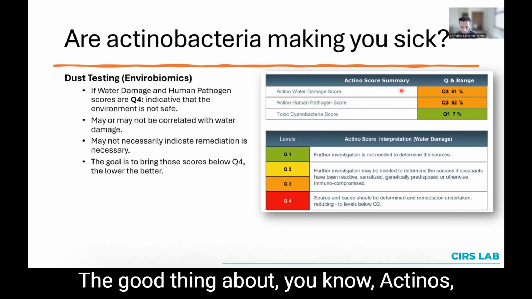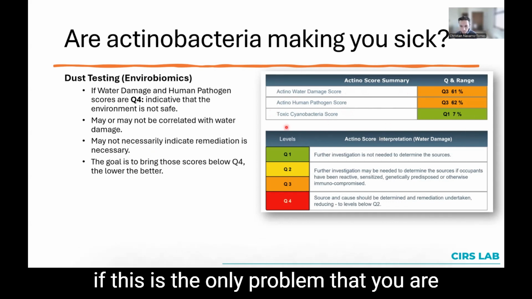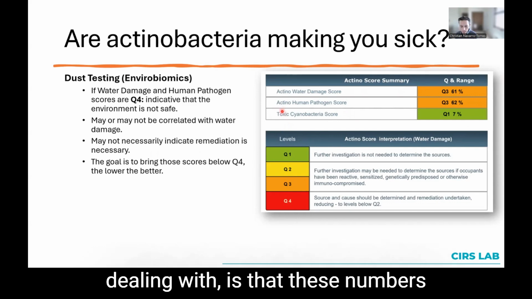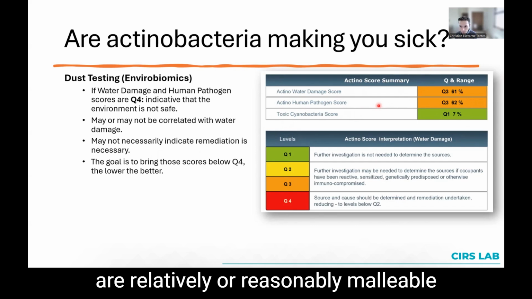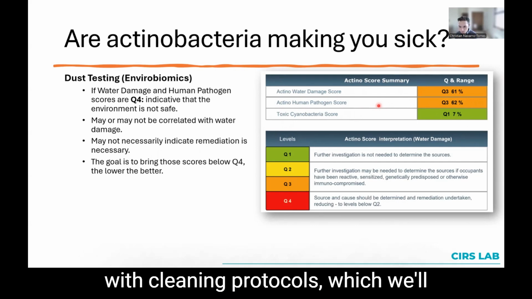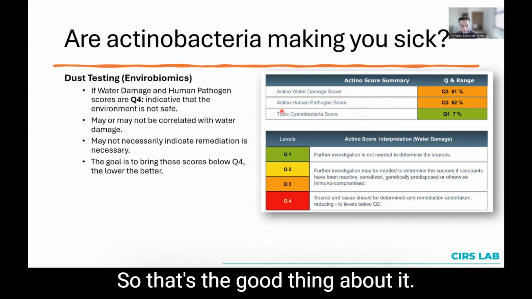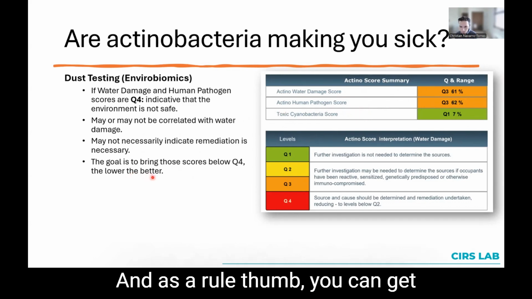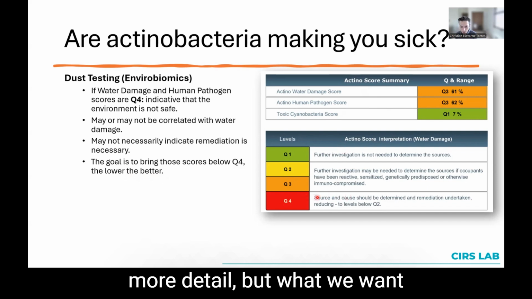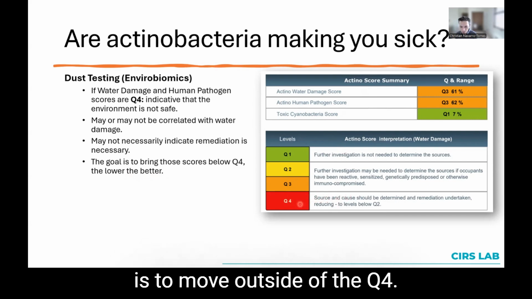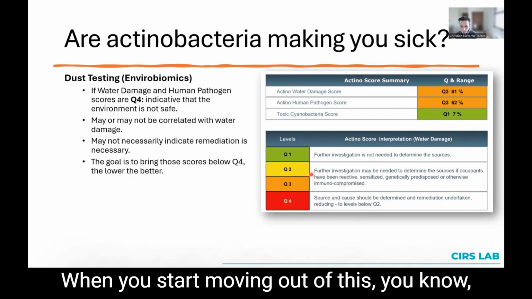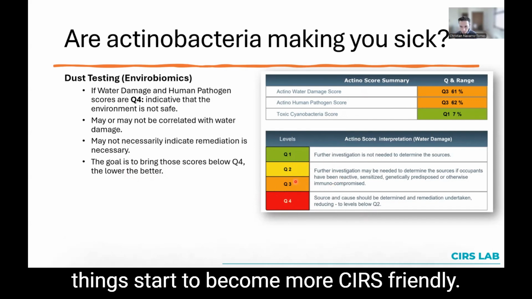The good thing about Actinos, if this is the only problem that you're dealing with, is that these numbers are relatively or reasonably malleable with cleaning protocols, which we'll touch on in depth in the next workshop. So that's the good thing about it. And as a rule of thumb, you can get more detailed, but what we want is to move outside of the Q4. When you start moving out of this, things start to become more CIRS friendly.